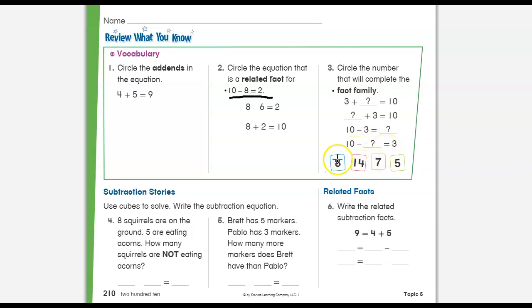So whichever number you circle down below, you have to make sure that it can work in every single blank in the equation. So you can pause the video at any time to be working on these problems. Number 3 might take a few minutes if you're trying to plug in all your answers to make sure they match the fact family.